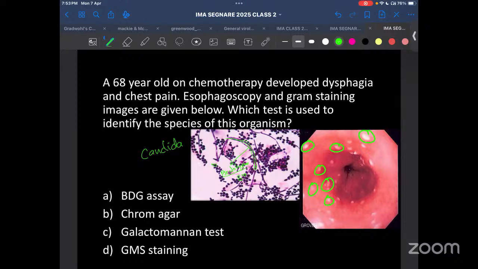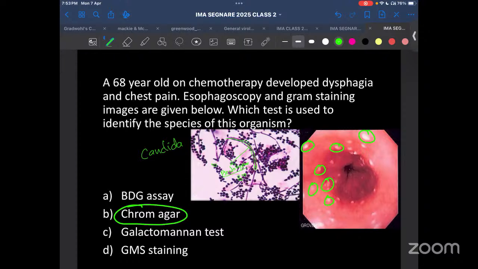See, the answer here is actually chrome agar. As the word implies, chrome agar shows different species of Candida in different colors. So we can identify the species. If it is blue, we can say that it is one organism. If it is green, we can say that it is another organism. So that is chrome agar.